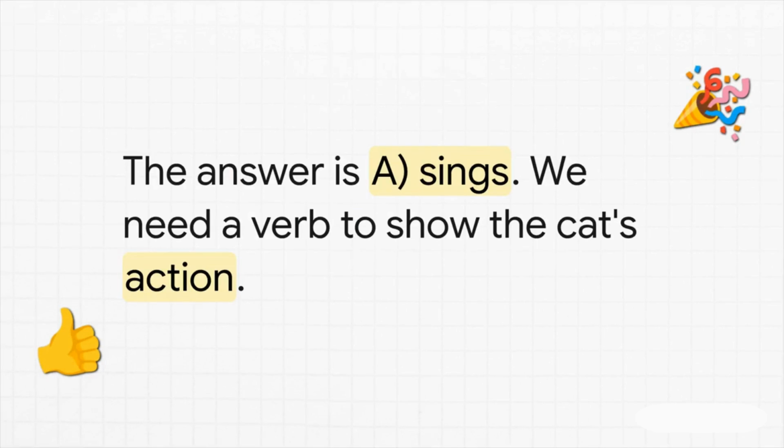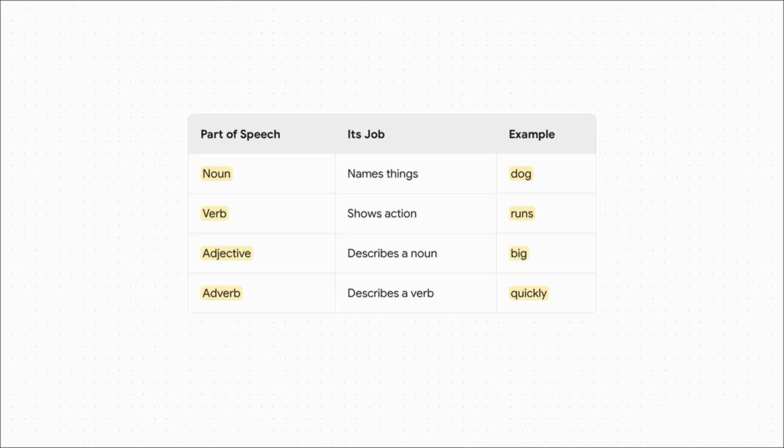Yes, you got it. The answer is A, sings. Sings is the verb. It's the action that completes our sentence. Loudly is an adverb. It could tell us how the cat sings, but it isn't the action itself. Fantastic job. Okay, let's do one final super quick recap.